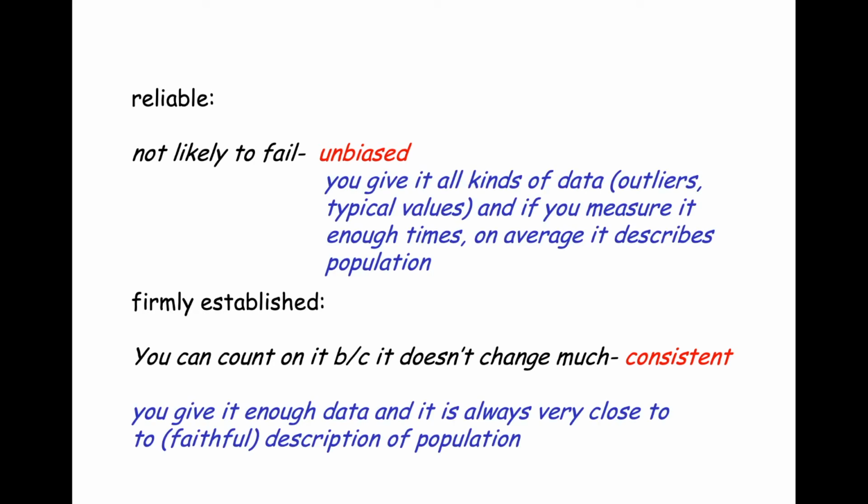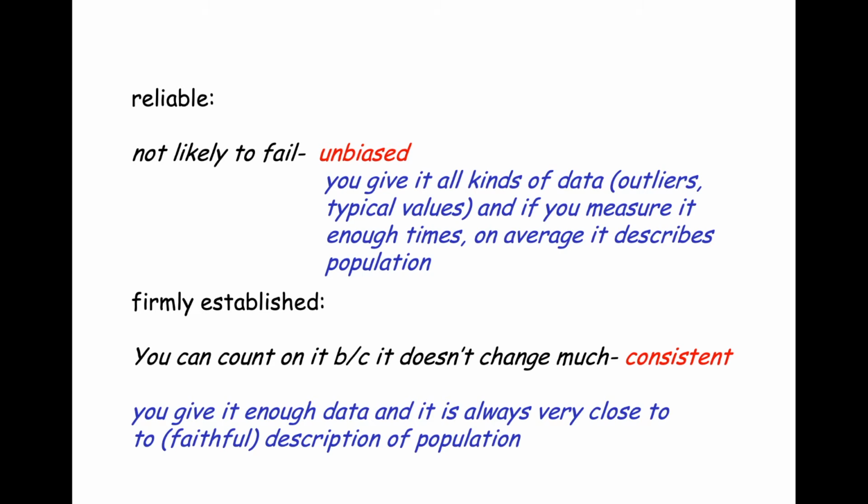And so for this reliability, this unbiasedness, you can give it all kinds of data. You can give it typical values, you can give it outliers, and if you measure this from samples again and again and again enough times, on average, i.e. in expectation, it's exactly this unknown population parameter that you are striving for. So that's one way of talking about this good replacement.